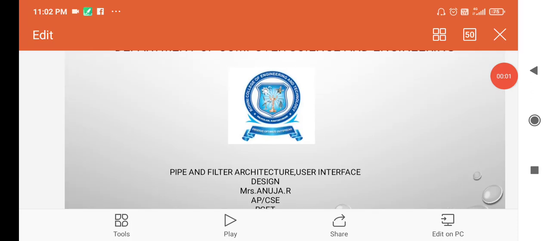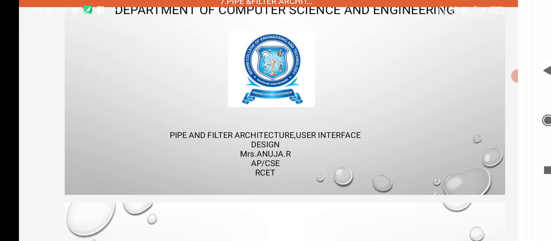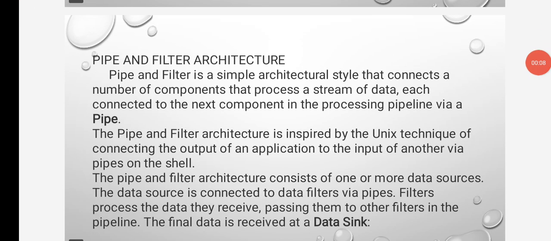Pipe and Filter Architecture and User Interface Design, presented by Anuja, APCSC, Rohini College of Engineering and Technology.